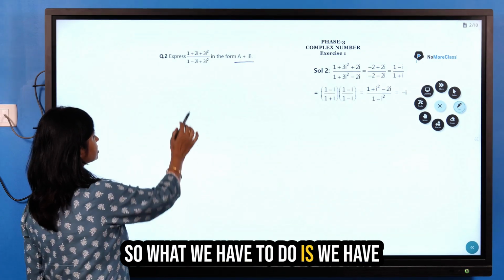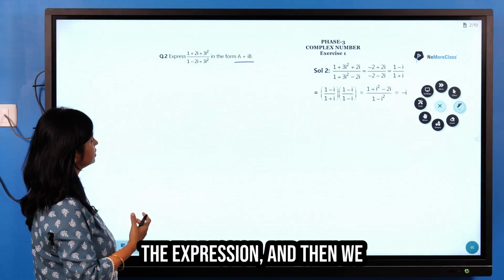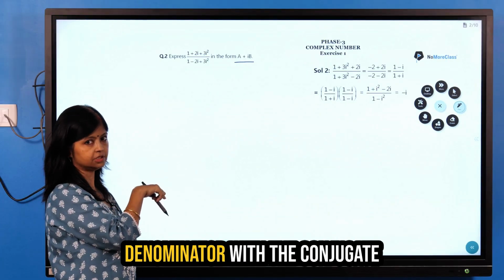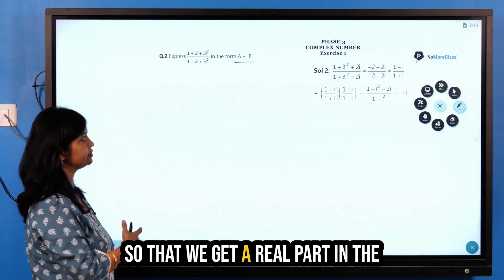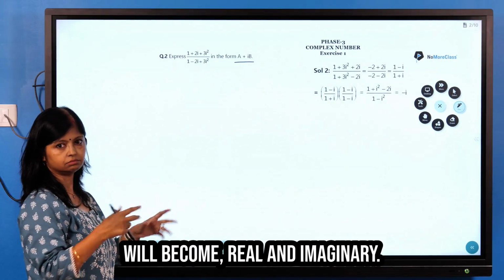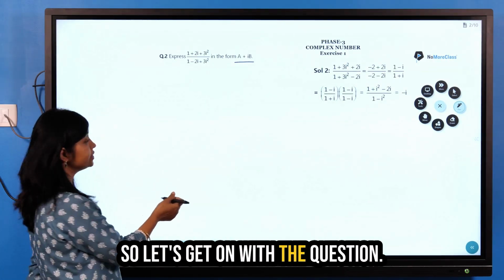What we have to do, if possible, is simplify the expression, and then multiply the denominator by its conjugate so that we get a real number in the denominator, and the numerator will become real and imaginary, and then we can go ahead. So let's get on with the question.